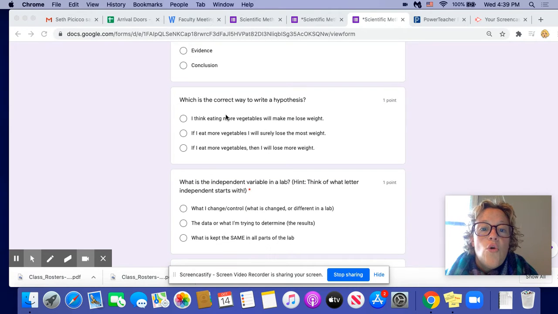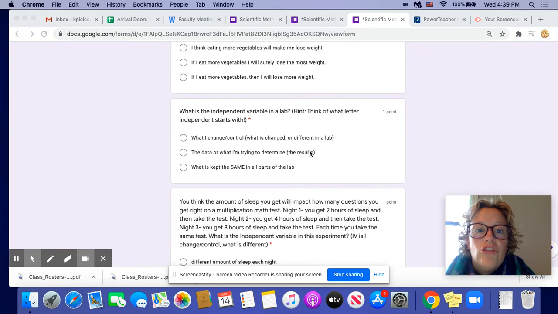Next question, what's the correct way to write a hypothesis? So if you remember, we spent some time practicing and doing in our labs that there's a specific way, there's 2 specific words, hint, hint, that you have to use when you make a hypothesis. So which one sounds like it's a correct hypothesis? I think eating more vegetables will make me lose weight. If I eat more vegetables, I will surely lose the most weight. Or if I eat more vegetables, then I will lose more weight.